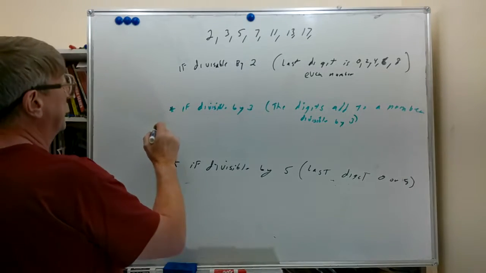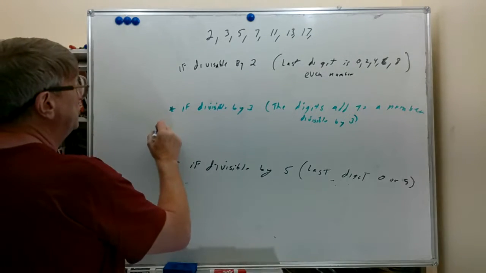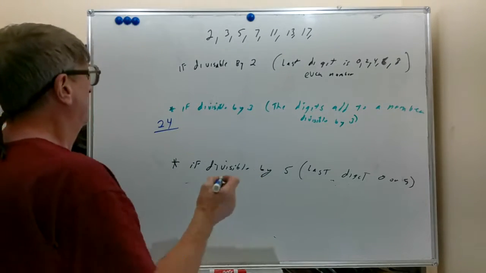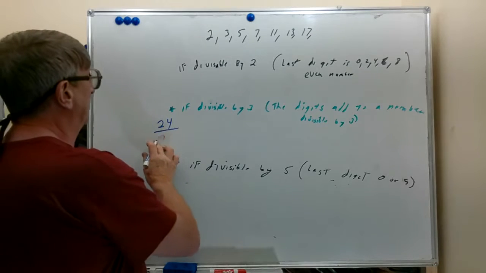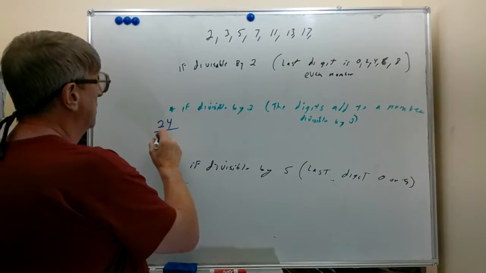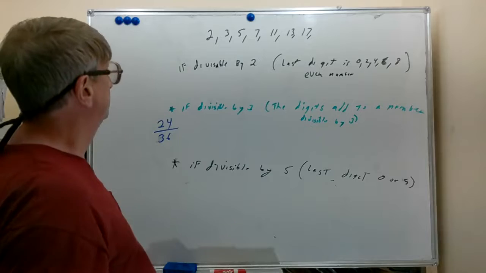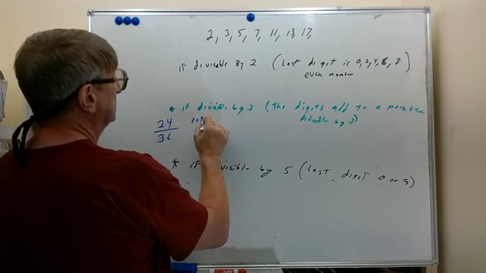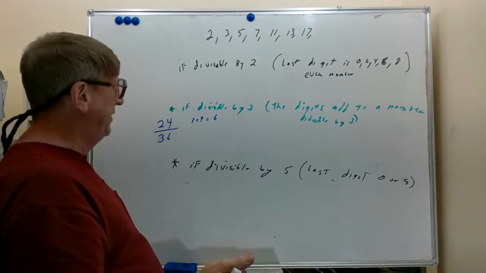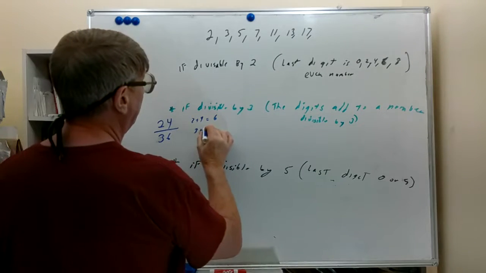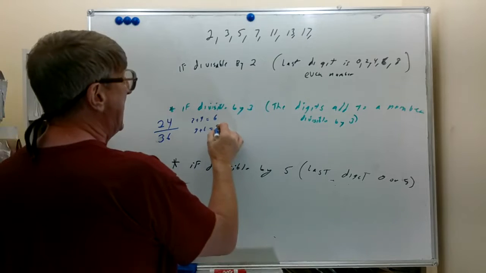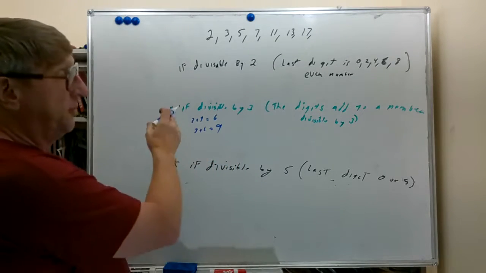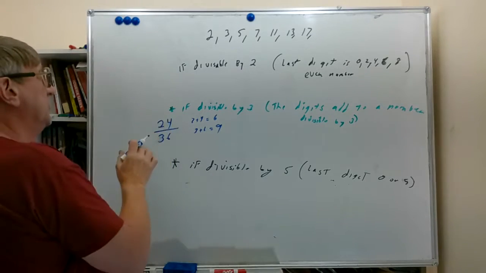So let's take one of these. Let's say that we have 24 over 36. Well, the sum of 2 plus 4 gives us 6, which is divisible by 3. 3 plus 6 gives us 9, which is divisible by 3. So we know both of these numbers are divisible by 3. So we know it can be reduced further. It's not in lowest terms.